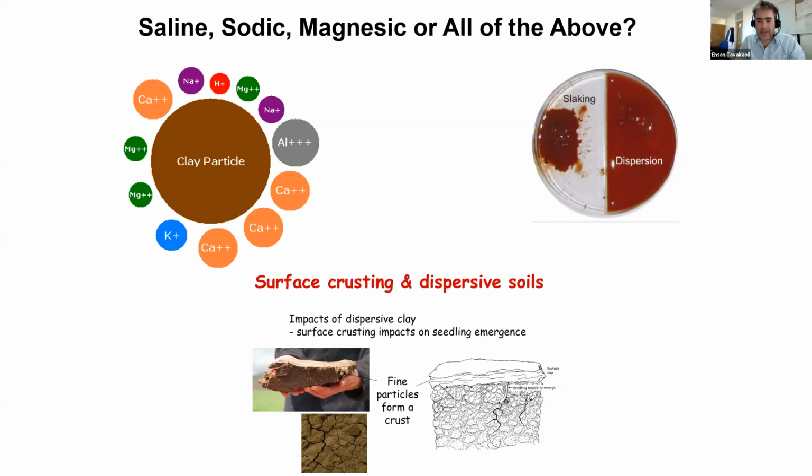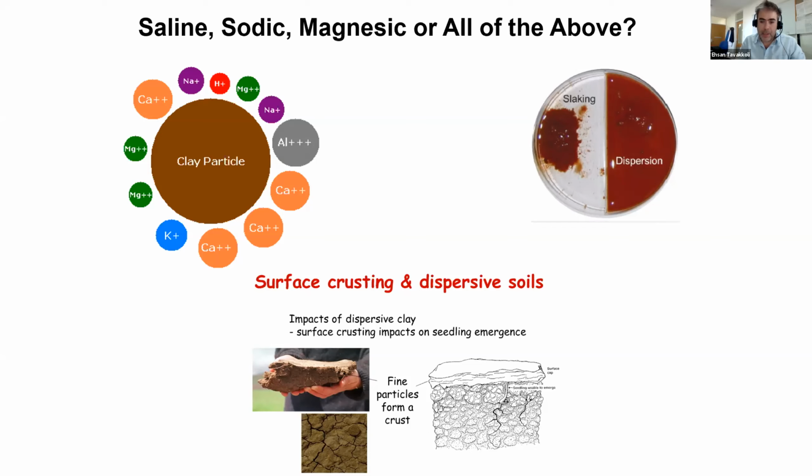On the right-hand side, you see a petri dish where there is a brown liquid. That is a clay that is in contact with water. Because of too much sodium in the soil, the bondings are weak. The clay, which in a normal situation should be stable, is actually slaking and dispersing in the soil, and you have colloidal dispersion in the solution, which can cause problems.